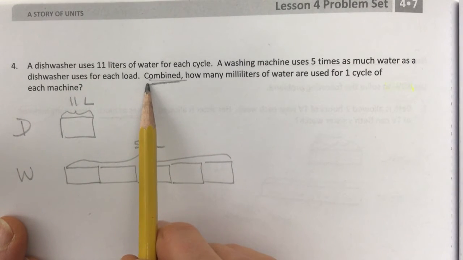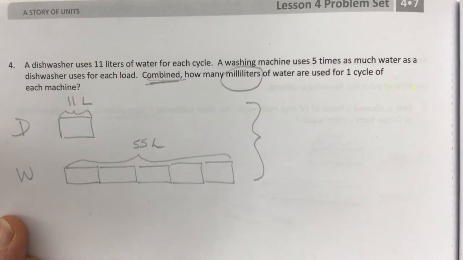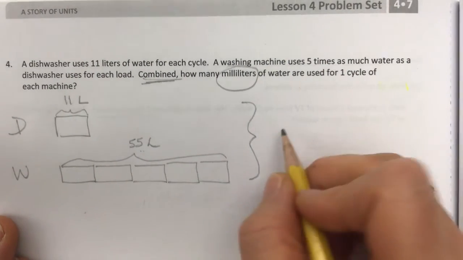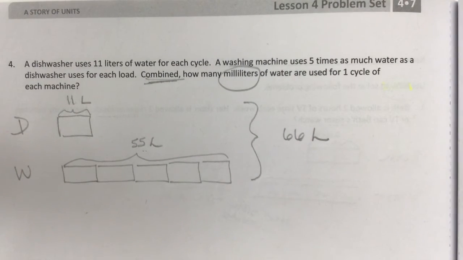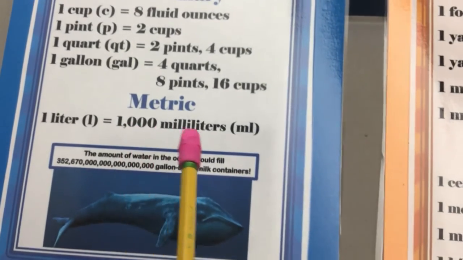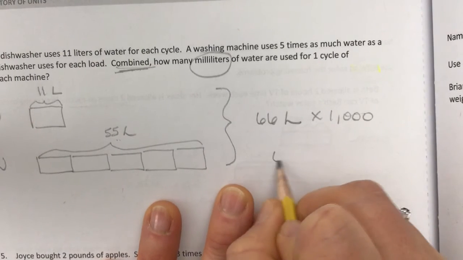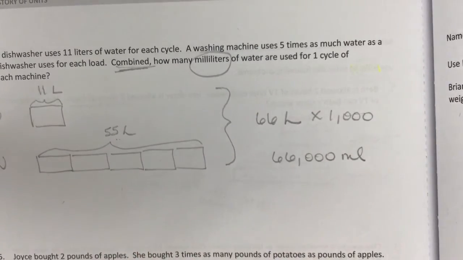Combined, so that means put together, I'm going to make a bracket over here. How many milliliters of water are used for 1 cycle of each machine? Well, if I put these together, 11 plus 55 is 66 liters. But it asks for milliliters. So how many milliliters are in a liter? Let's see who remembers. Yes, 1,000. There are 1,000 milliliters in every liter. Okay, so when we come back to our work, if we multiplied this by 1,000, we would get 66,000 milliliters. All right, and last question.